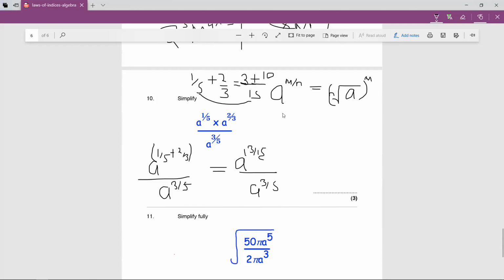We can continue solving this further, because a power 13 over 15 is divided by a power 3 over 5. So we'll have a single a, then you combine the powers, the third law of indices. What will we do? Let me first of all just break it down clearly. That math can also be written like this.